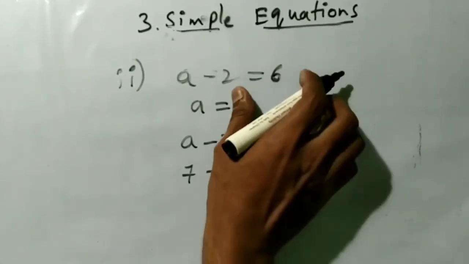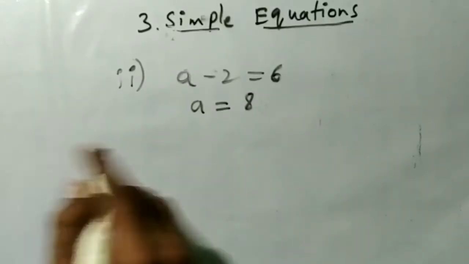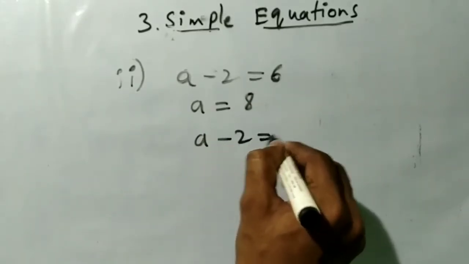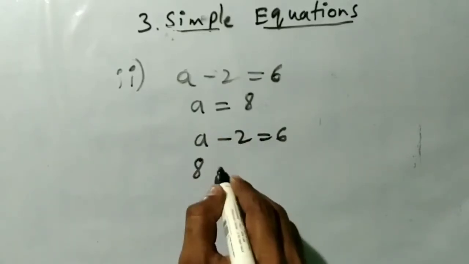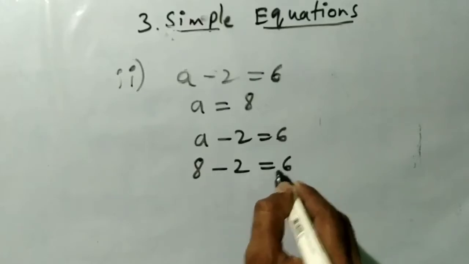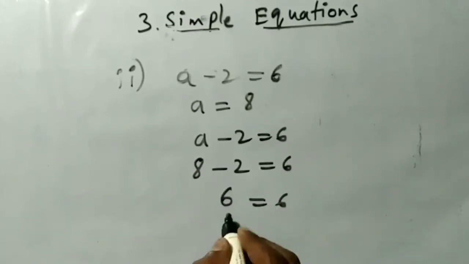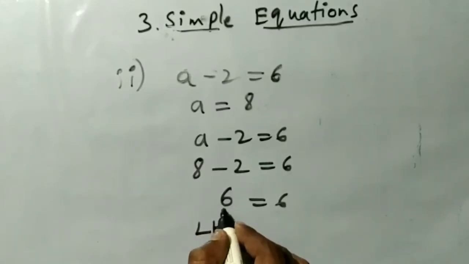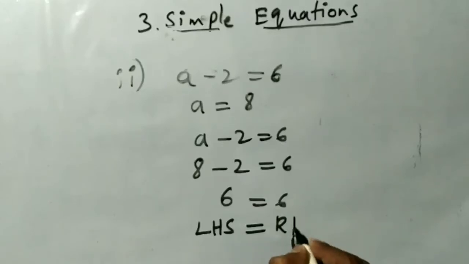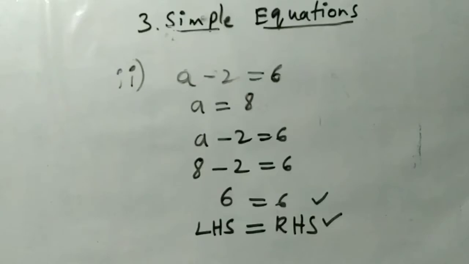Let's take here 8. A is equal to 8. Then what will the answer be here? That is a minus 2 is equal to 6. Substitute a here 8. 8 minus 2 is equal to 6, 6 is equal to 6. Here we have equated the two values, this is left hand side and this one is right hand side, RHS. This is brute force. This is one way, and also we can do it in another easy way.